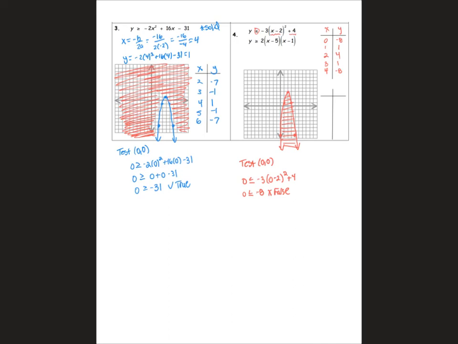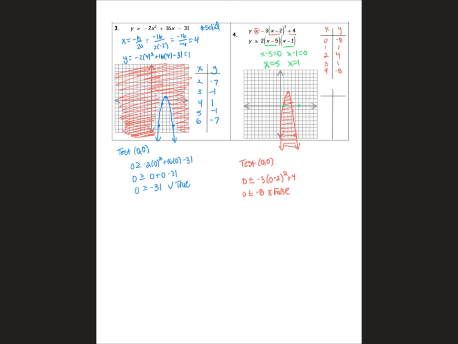All right, next one. We got y is greater than or equal to 2 times x minus 5 times x minus 1. So again, these factors are going to be able to be set equal to 0, and I can find my x-intercepts. So we have 5, 0, 1, 2, 3, 4, 5, and 1, 0. And the vertex has to be in the middle of these 2 points. So if I add 5 and 1 together, that's 6.